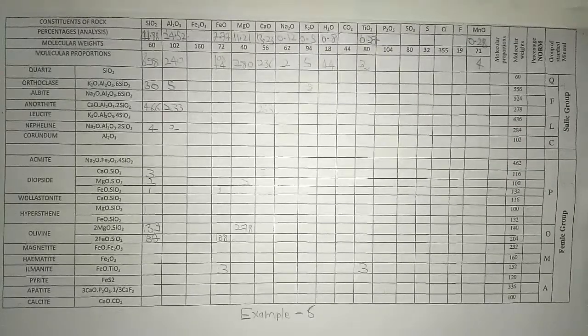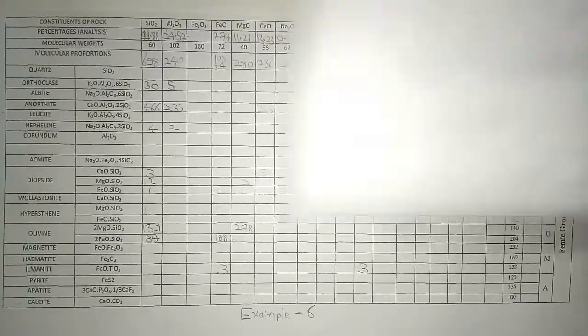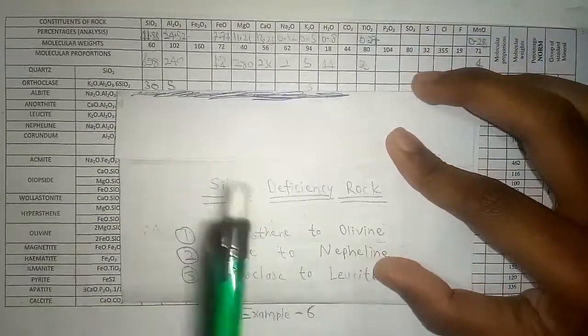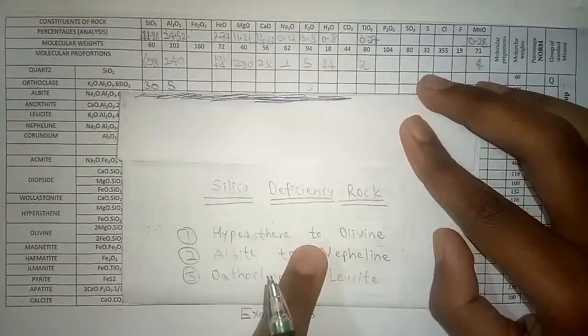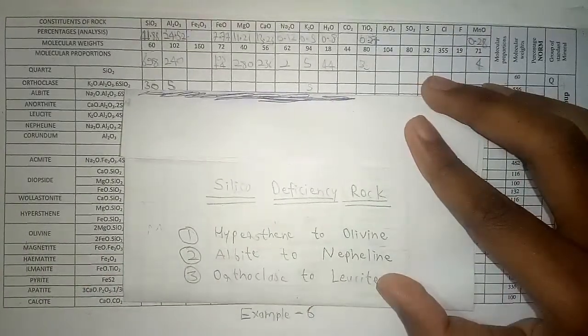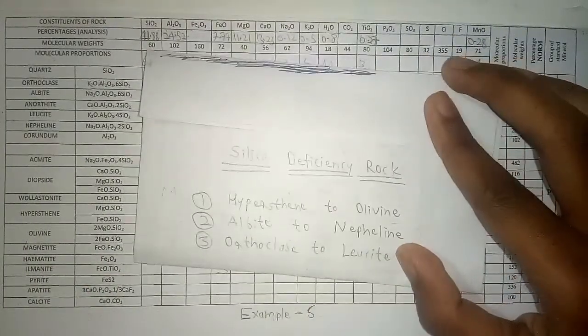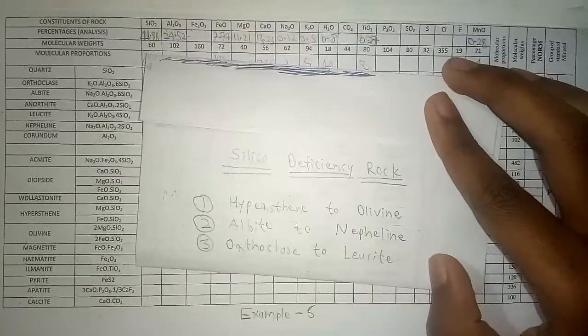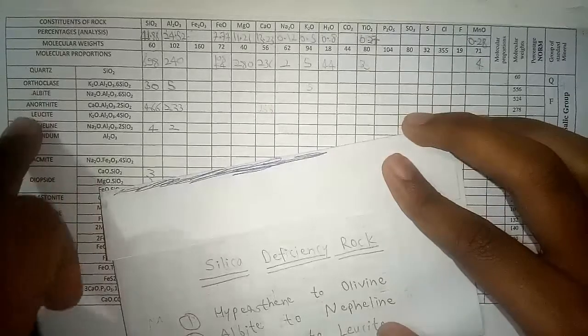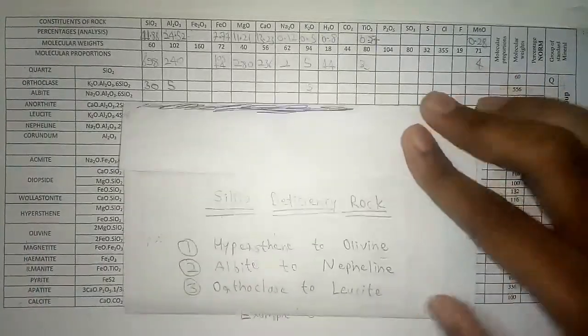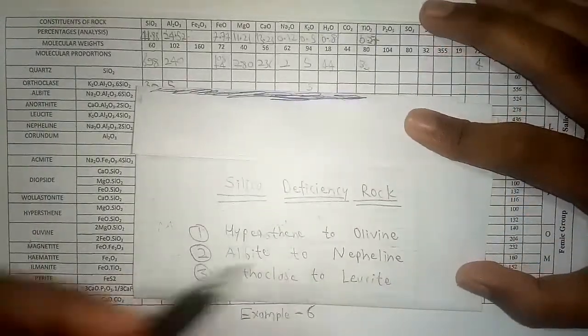So we will come back again to our formulas. The silica deficiency formula is this. When there is a silica deficiency rock, we first convert hypersthene to olivine. Converted, still we failed. Our silica is not satisfied, it is still hungry. Then second, we converted albite to nepheline. We converted all the albite to nepheline. Still it is hungry. So the last one we have is now orthoclase to leucite.